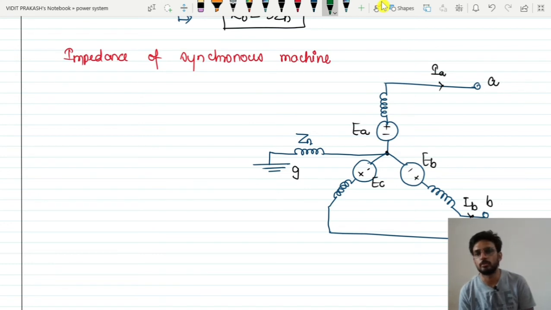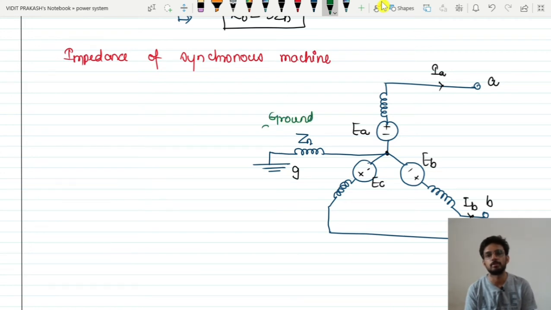Now this is your synchronous machine, which is grounded with impedance Zn, the ground impedance. If the fault takes place, these three currents IA, IB and IC flow in your winding, and here EA, EB and EC are the voltages, the EMF induced in your winding.